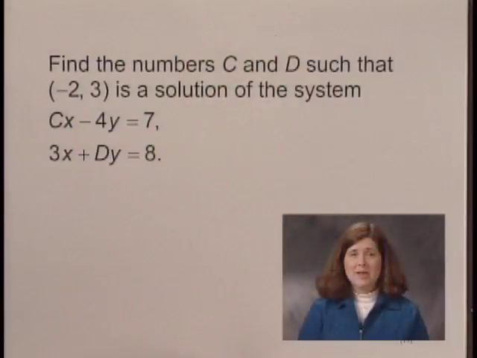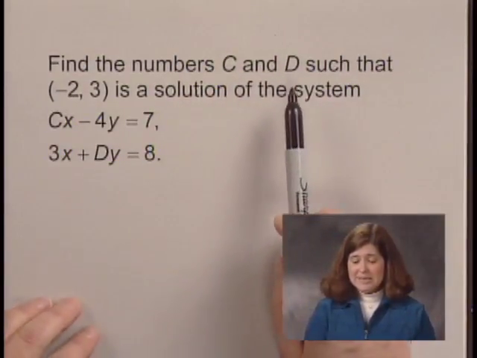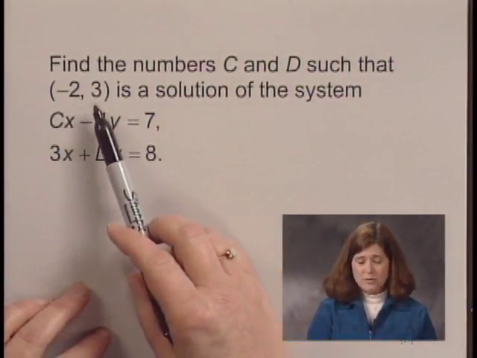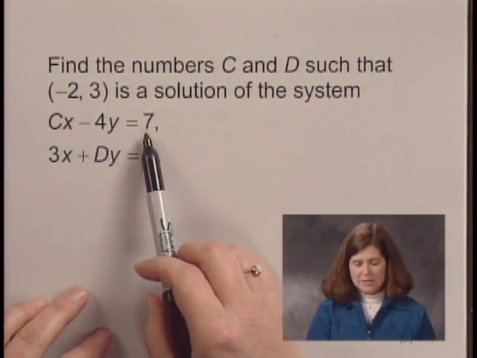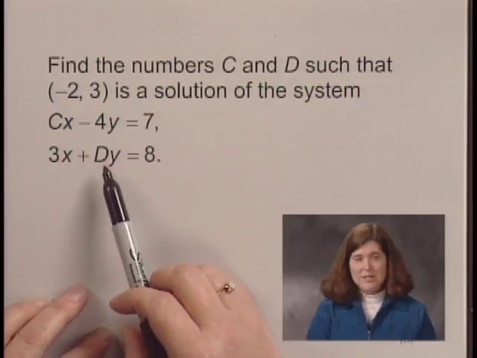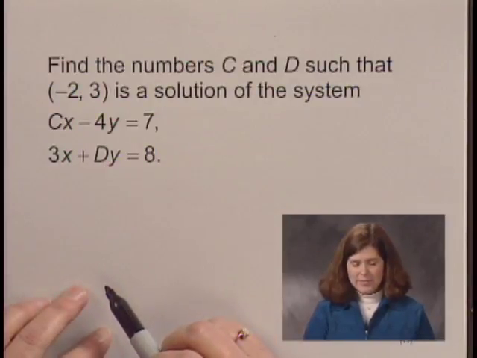In this problem, we'll look at a system of equations in which some of the coefficients are not known. We're asked to find the numbers c and d such that (-2, 3) is a solution of the system cx - 4y = 7, 3x + dy = 8.